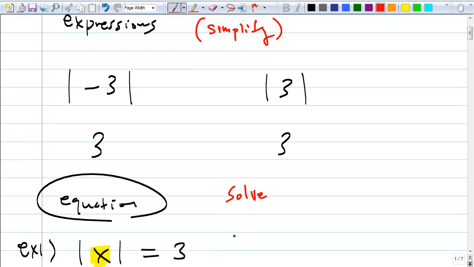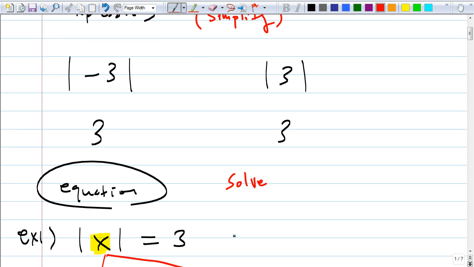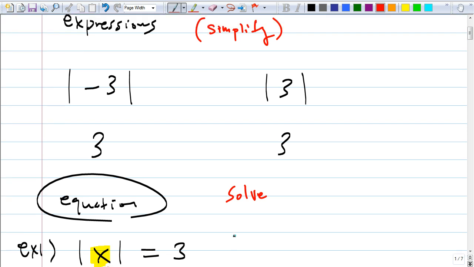So let's take a look at this equation. Absolute value of x equals 3. When you look at this equation, we're looking for a value of x such that when you plug in x inside the absolute value, the whole thing turns out to be positive 3. And it turns out there are two ways for this to be true. Does anybody know what those two cases might be? Yeah, x equals 3 or x equals -3. X could be 3 or x could be -3.